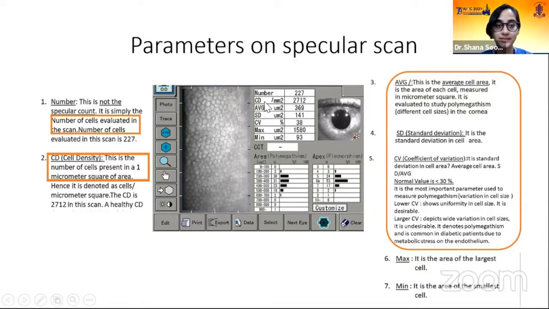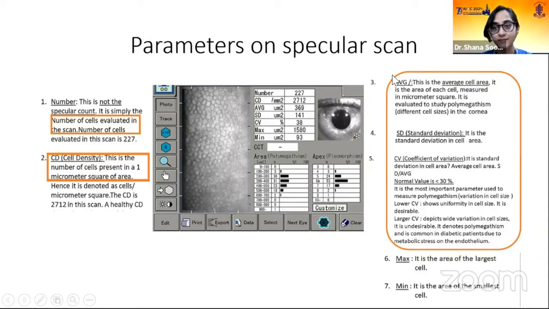Next, we move on to CD, which is cell density. This is the number of cells present in a 1 micrometer square of area. So 2712. Hence it is denoted as number of cells per micrometer square area. So the cell density in the scan is 2712. A healthy cell density is more than 2000 or more than 2500. Also, it depends on the age of the patient. So this cell density is what we take as cell count, which helps us in decision making with intraocular surgeries.